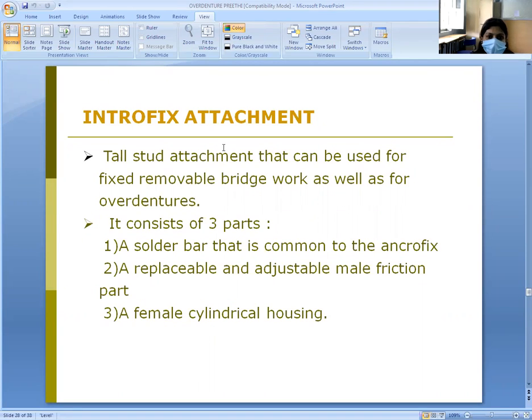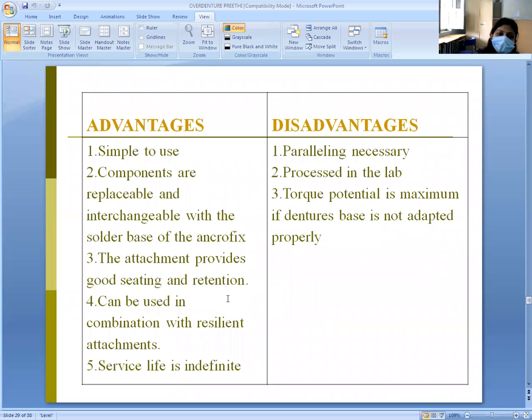Introfix attachment. Here, Introfix is a tall stud attachment that can be used for fixed removable bridge work as well as for the overdenture. It consists of three parts: a shoulder bar that is common to the Introfix, a replaceable or adjustable male friction part, and a female cylindrical housing. So advantages of these are it is simple to use, components are replaceable or interchangeable, the attachment provides good seating and retention, and it can be used in combination with a resilient attachment. Its service life is indefinite.